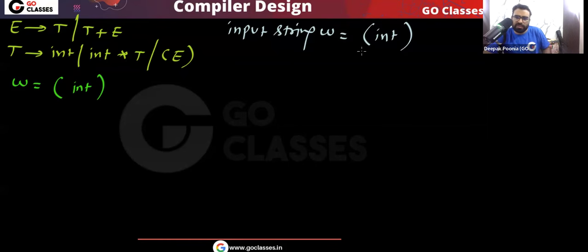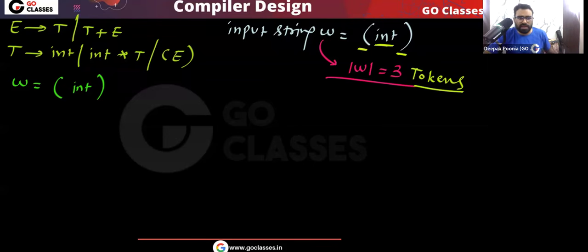This is a token, notice one thing. Left parenthesis is a token, int, the integer, is a token, and then this right parenthesis is a token. So if I ask you what is the length of this input string, that is basically 3. This itself is a token. When I say length is 3, it means basically 3 tokens. Now anyway, let's see what the recursive descent parser will do.